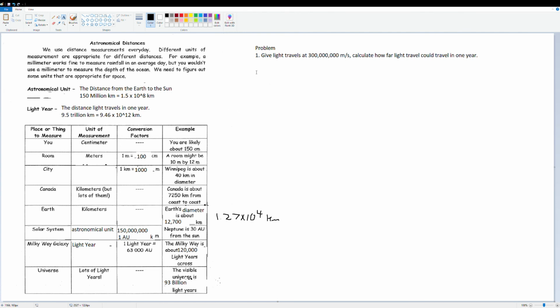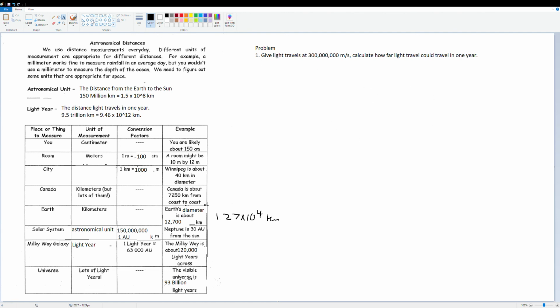So here I have one of the problems you're given, and I'm just going to do this first problem with you to make it easier. Given that light travels at 300 million meters per second, calculate how far light could travel in 1 year. So first thing you need to think about: we have seconds, and then we have years. We're going to need to convert seconds to years, so we need to think about how many seconds are in a year.